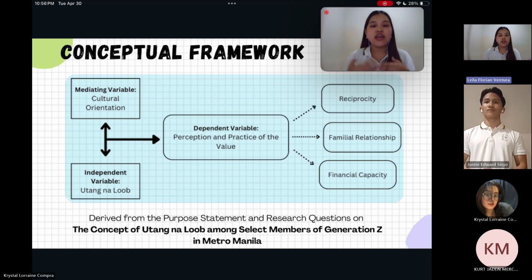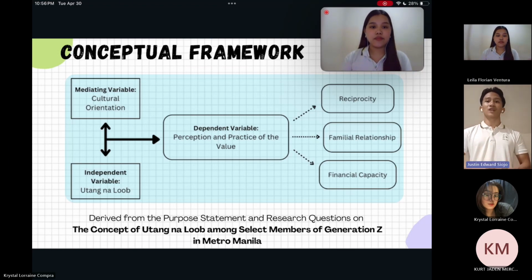Moreover, the independent variable, which is utang na loob, and the mediating variable, which is cultural orientation, determines the practice and perceptions of utang na loob, which is our dependent variable. For the second part of the framework, it will be explained by Edward.